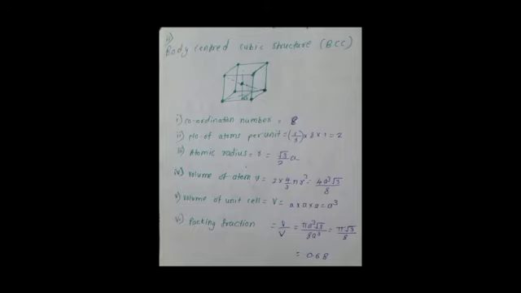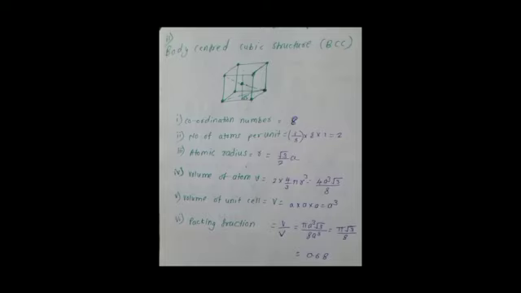Next, the volume of the unit cell, V, is equal to a into a into a, equal to a cube. Next is the packing fraction. Packing fraction formula is the volume of the atoms per unit cell upon the volume of the unit cell. So the packing fraction of BCC is 0.68. Elements that possess body centered cubic structure are Na, K and Cr, Mo, W, etc. In the BCC structure, the repetition sequence is ABAB, ABAB.